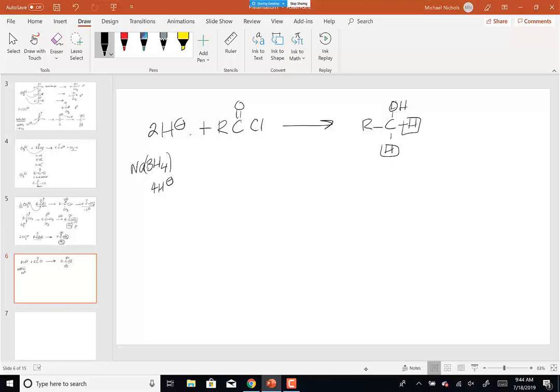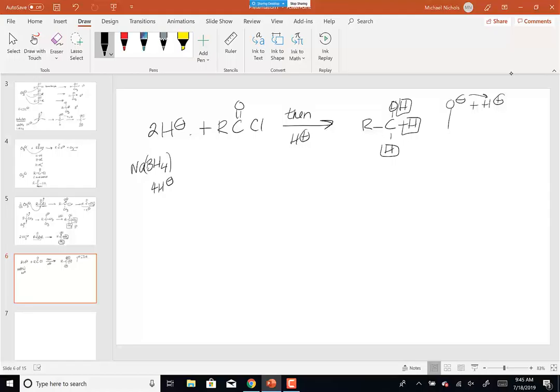This hydrogen came from the O minus reacting with the H plus. Right? Because in all these mechanisms, we've ended up with an O minus, and then we add H plus. So in all of these mechanisms, the way they'll be written out is you'll see two H minuses plus an acid chloride, and then over the arrow you'll see H plus, meaning that after the first reaction occurred, in the second reaction we're going to add H plus.